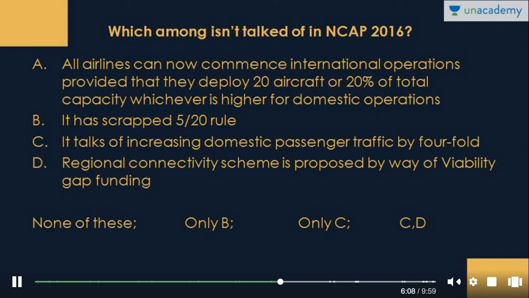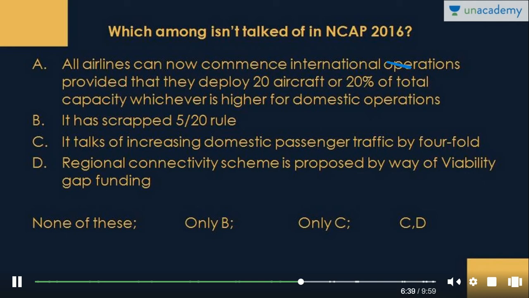Next, which among them is then talked about in NCAP 2016? By NCAP, I mean National Civil Aviation Policy released this very year. So, A. All airlines can now commence international operations provided that they can deploy 20 aircraft or 20% of total capacity, whichever is higher. B. The policy has scrapped 520 rule. C. It talks of increasing domestic passenger traffic by 4-fold. D. Regional connectivity scheme is proposed by way of viability gap funding, VGF.